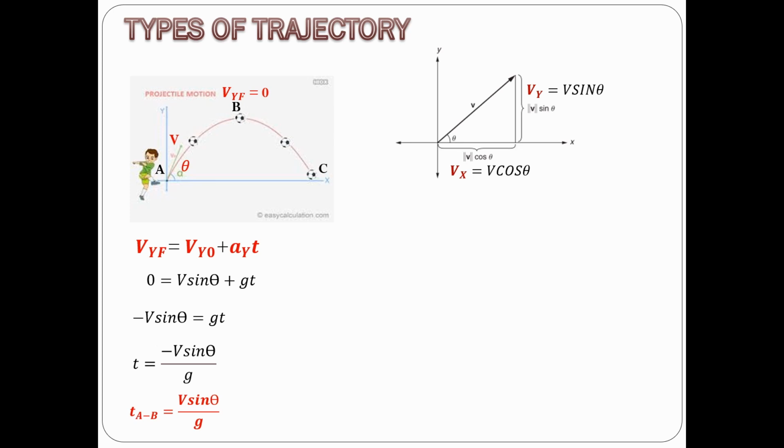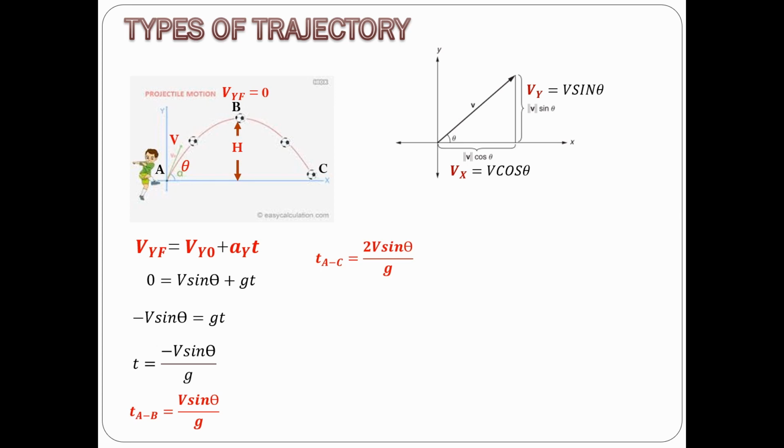Therefore, the time it takes from point A to point C is T A to C equals 2v sine theta over g. Now let's talk about some other equations that relate to this type of trajectory. How can we derive the equation to calculate the maximum height between point A and point B that the object can reach?